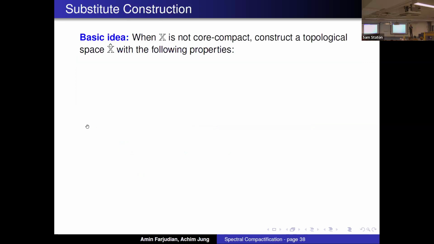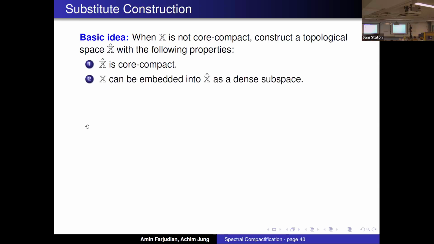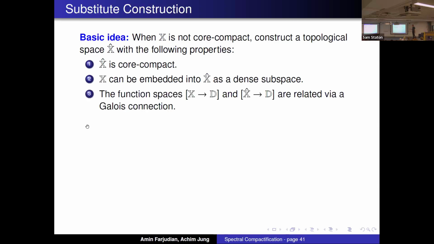Now, as I said, if you don't have a domain, you can find a domain which is related to this. If the function space doesn't give you a continuous domain, why not find a continuous domain which is related to this by, let's say, an adjunction? So here, the basic idea is this. If the problem is that X is not core compact, then why not find another space, we call it X hat, which is core compact. X can be embedded into it as a dense subspace. So it's like core compactification.